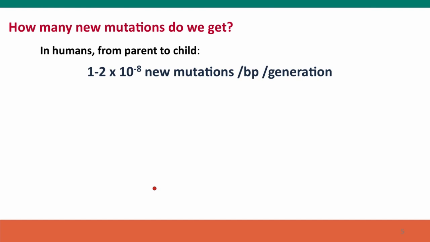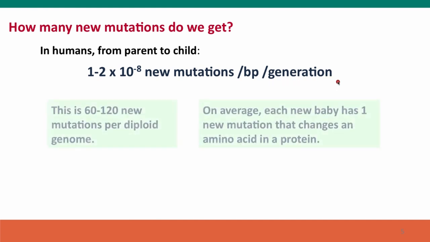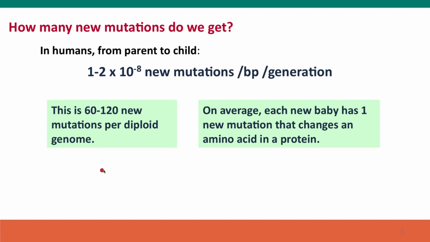Now, how many new mutations do we get? We said 1 to 2 times 10 to the minus 8th per base pair per generation. What does that mean practically? We don't think in terms of base pairs. That's about somewhere around 100 new mutations per diploid genome. And we can do the arithmetic to see that that is about what we get.